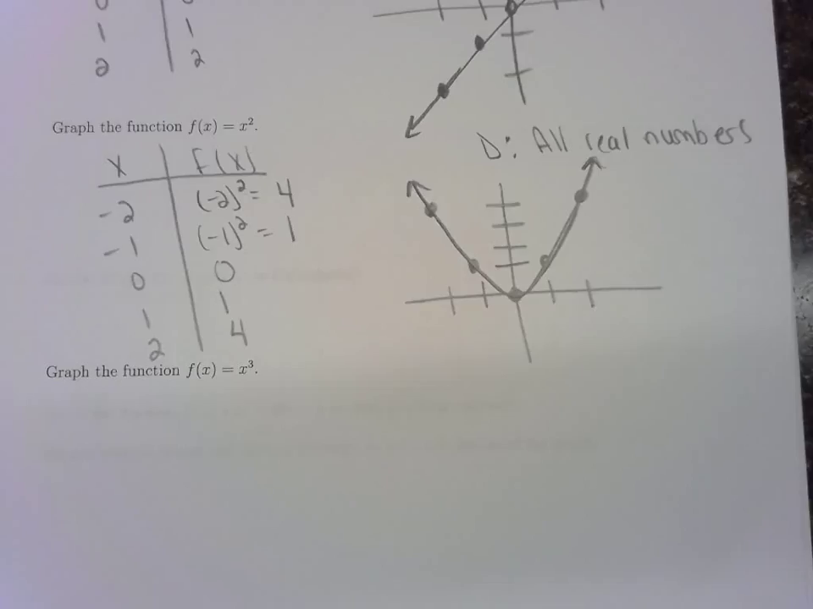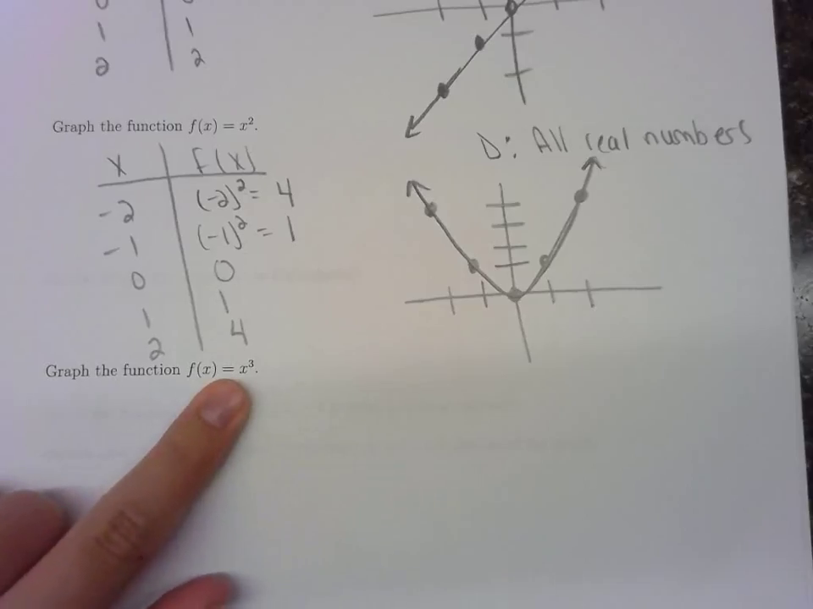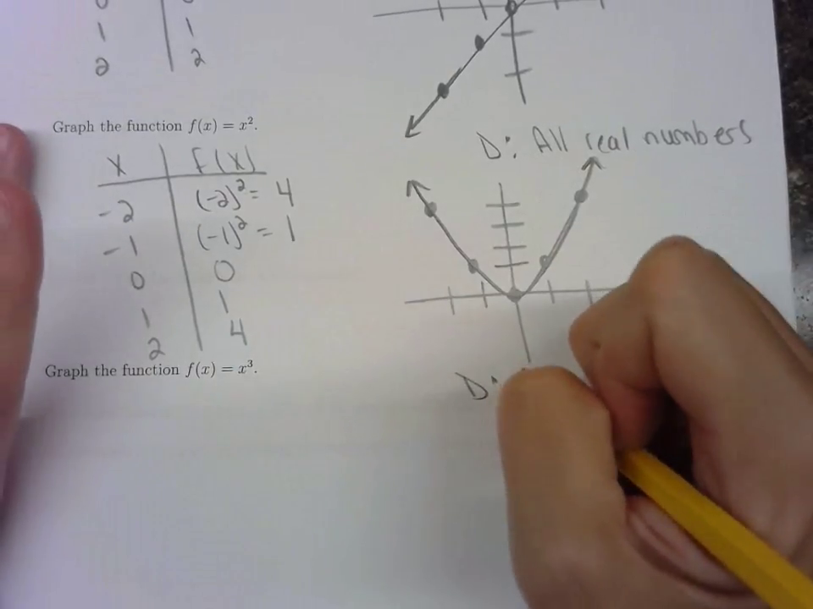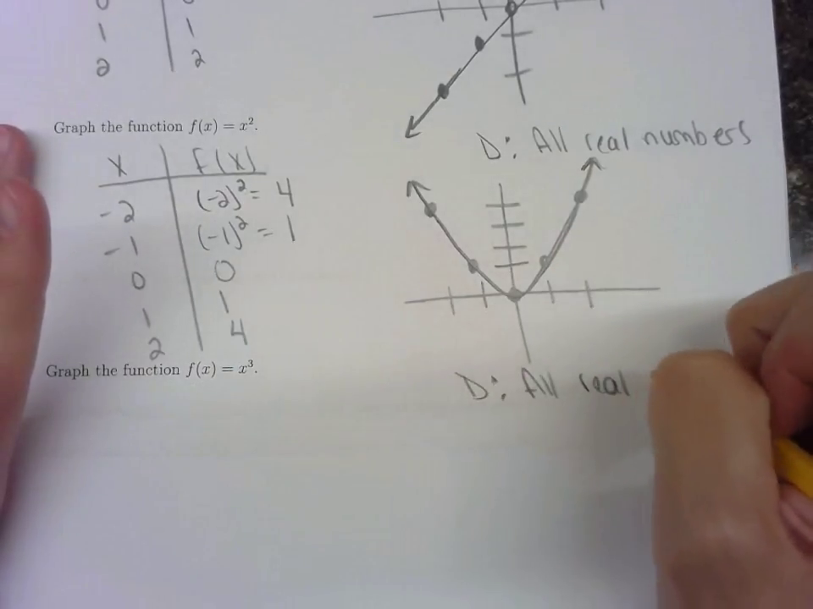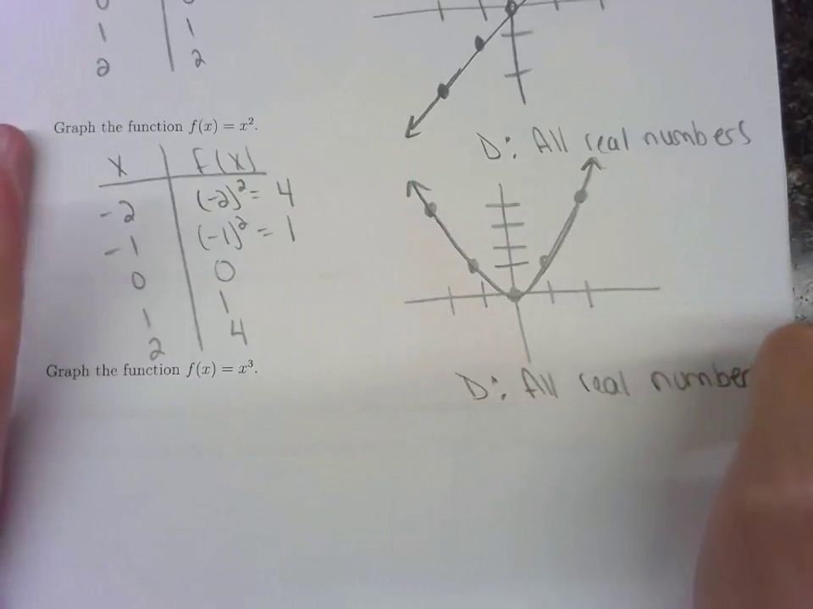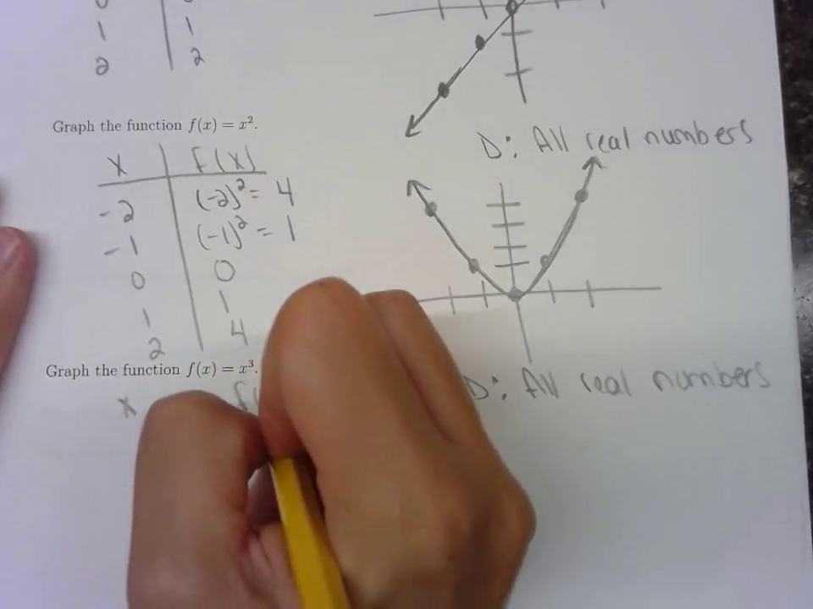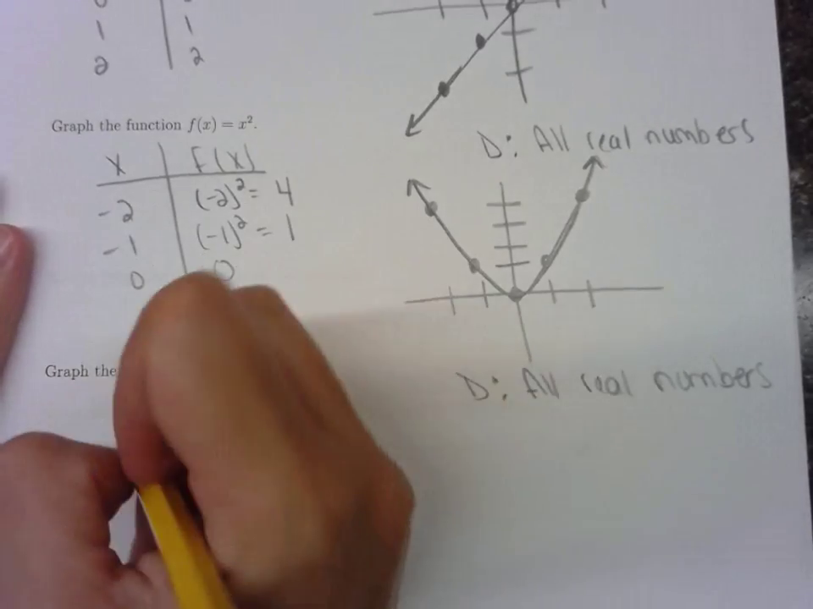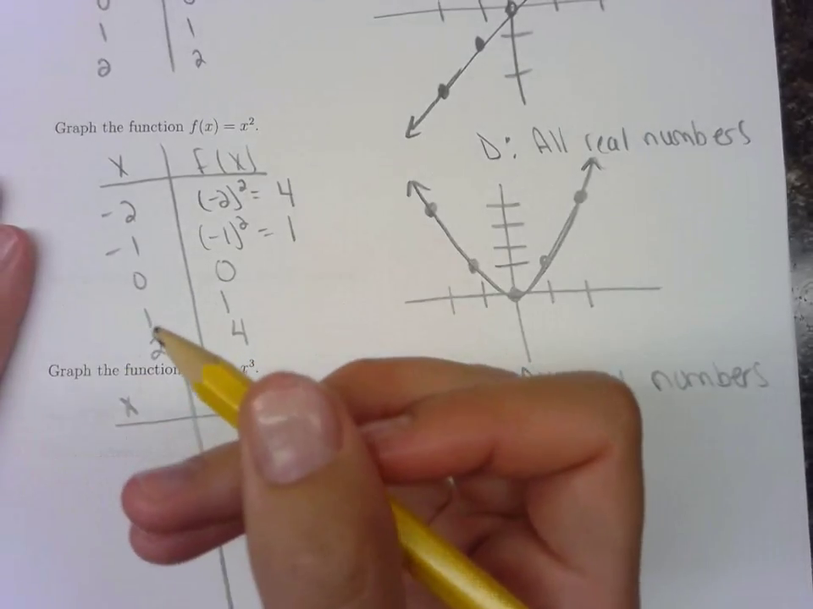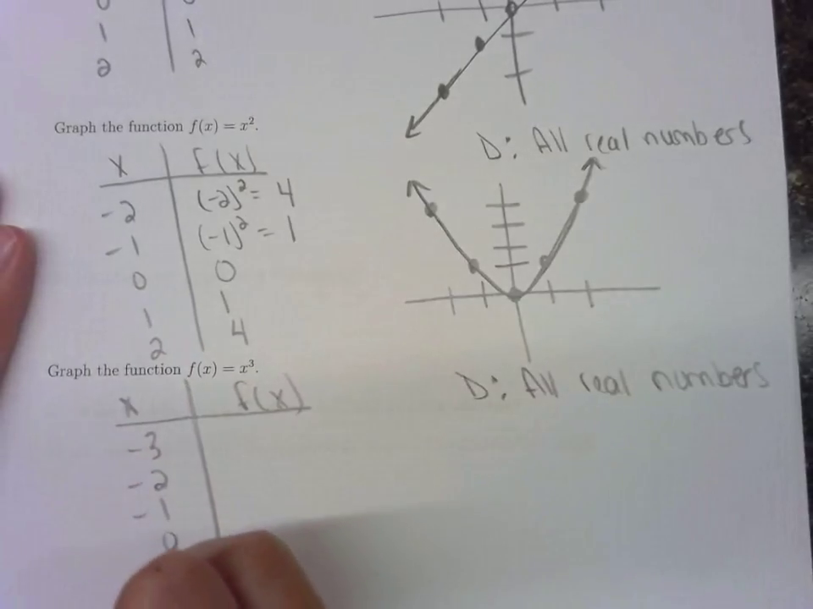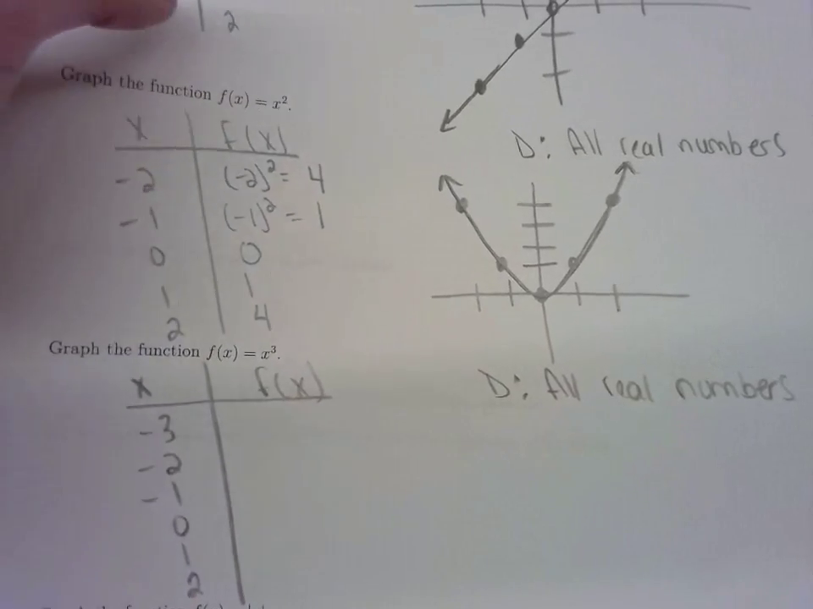Next graph is x cubed, x to the third. Again, no fraction, no even root. So we're going to use all real numbers. I'm going to use a couple more just because this one is a little more complicated than the one we just did. Let's just go to -3, -2, -1, 0, 1, 2 will be fine.